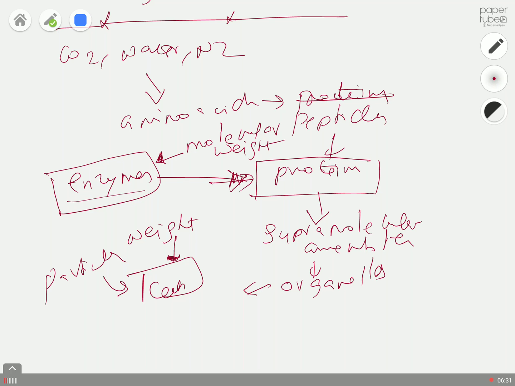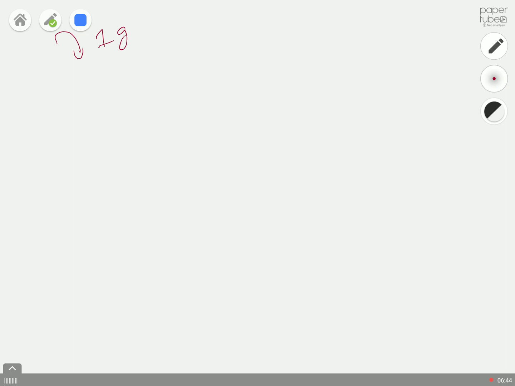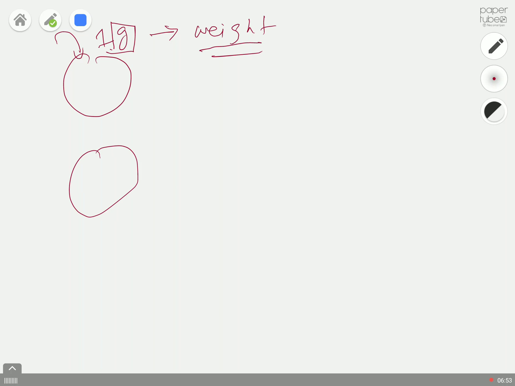So we have a definite structure for enzyme. With live cells, we cannot define a molecular weight. So whenever we say we added 1 gram of live cells into the reactor, you always have to stick to these units in terms of weight. But if you have an enzyme, you say 1 gram of enzyme, you can convert it into moles, because we know the molecular weight of the enzyme.